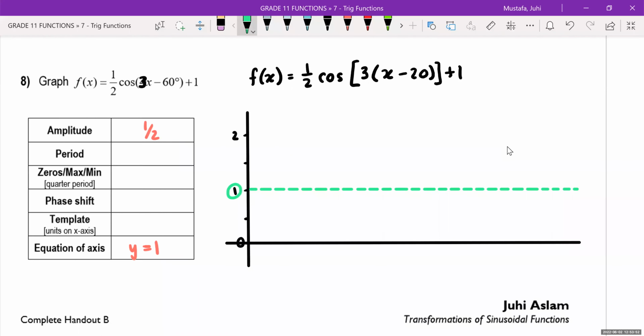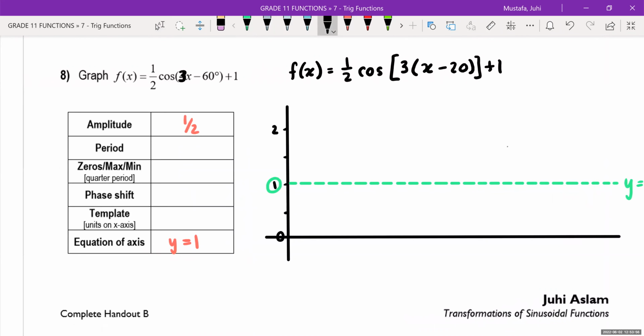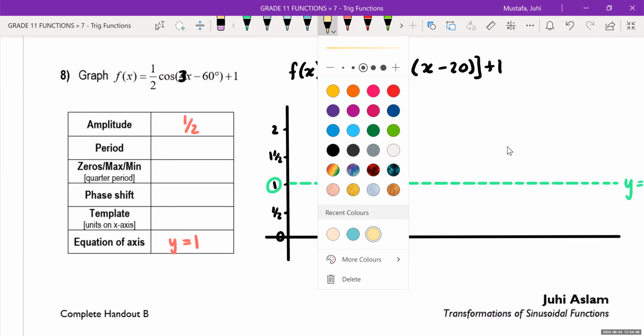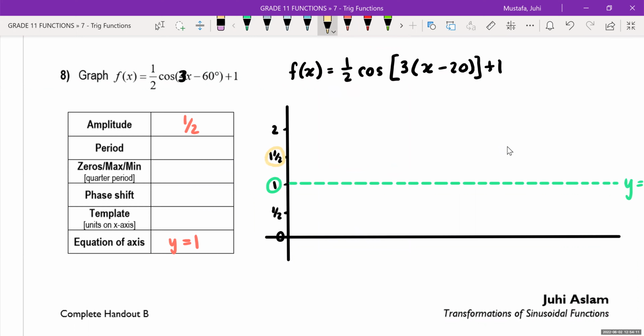Yeah. So this is y is equal to 1. And then actually for your amplitude, you're only going up a half. So I'm going to label this right here a half, and I'm going to label this 1.5. So when I label this, this is your maximum and this is your minimum.